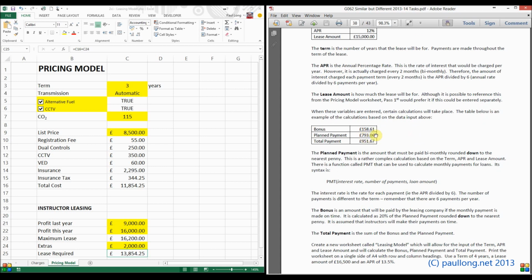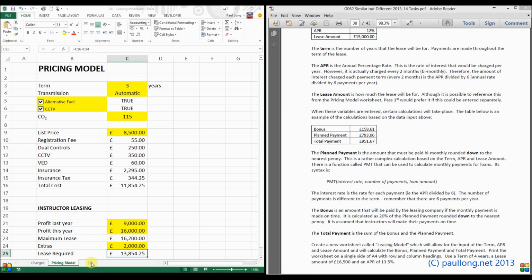The bonus payment is something that the leasing company will pay. They'll pay off the lease themselves to 20% of the planned payment if the planned payment is made on time. That's obviously to encourage them to pay on time. And the total payment is those 2 payments added together. So that's how much will be paid off the lease every 2 months. So we've got to create a new worksheet and then put in some data.